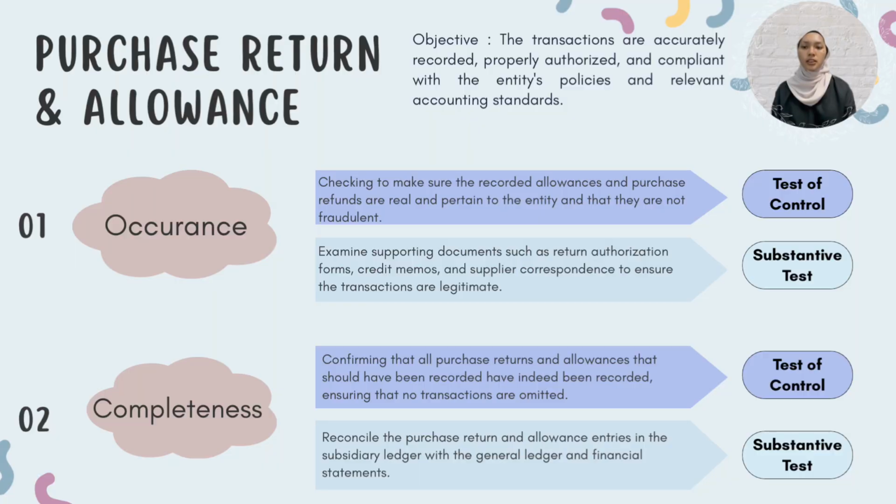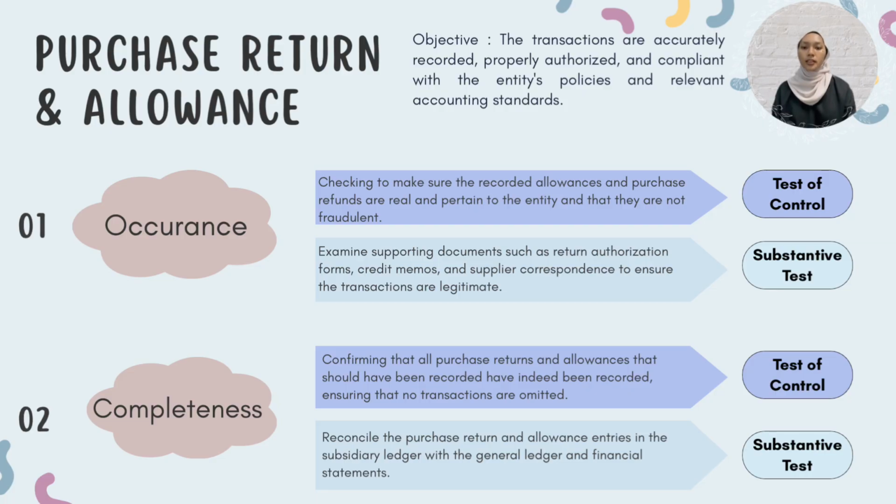Last, let's talk about purchase return and allowance. The objective is that the transactions are accurately recorded, properly authorized, and compliant with the entity's policies and relevant accounting standards. We check this through two key assertions, accuracy and completeness. First, accuracy. As a test of control, we check to make sure the recorded allowances and purchase refunds are real and pertain to the entity and that they are not fraudulent. For substantive test, we examine supporting documents such as returns authorization forms, credit memos, and supplier correspondence to ensure the transactions are legitimate.